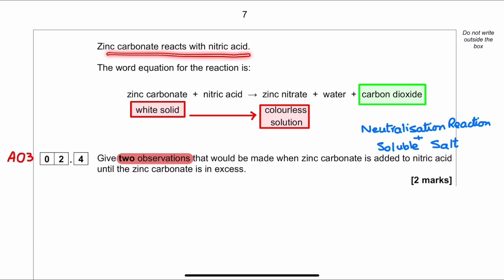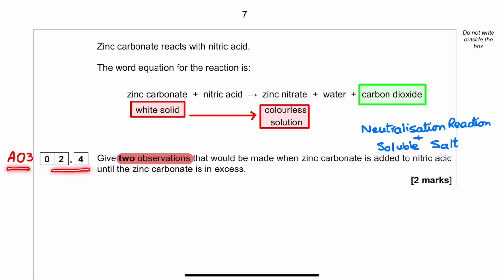Zinc carbonate reacts with the nitric acid. The word equation for the reaction is given below. Zinc carbonate plus nitric acid makes zinc nitrate, water and carbon dioxide. The key information is given here. The white powder, or white solid, of zinc carbonate disappears and becomes a colorless solution of zinc nitrate, and carbon dioxide gas is formed.